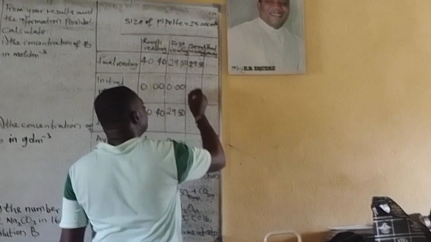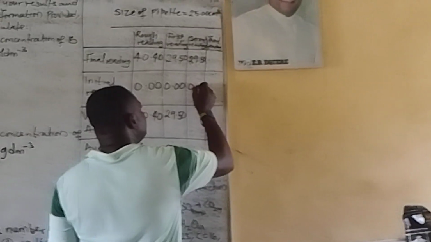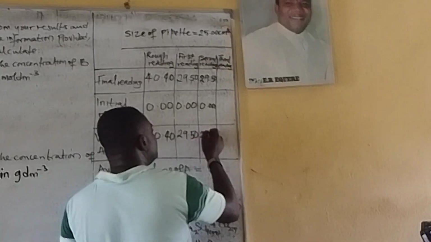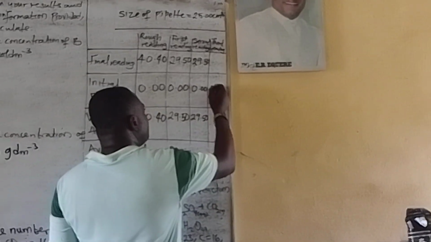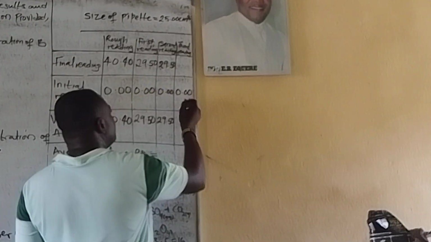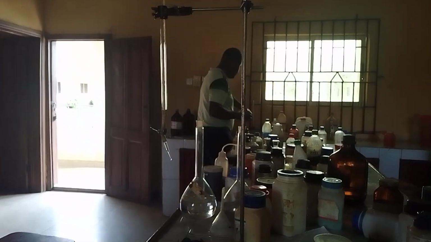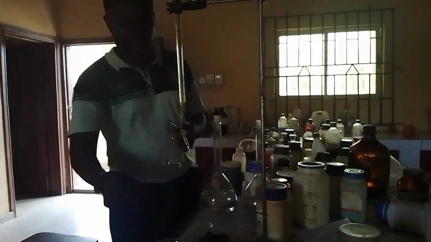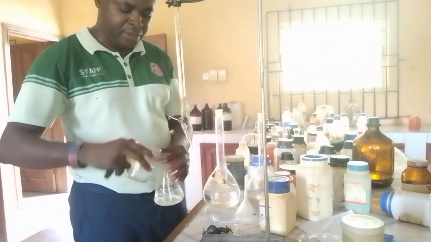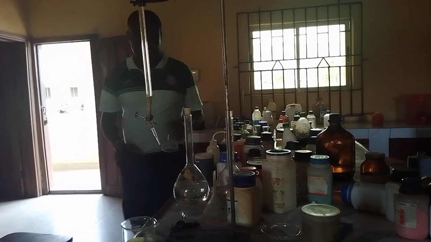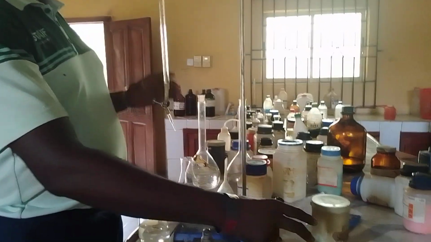29.50. And this is 0. I've filled it to 0. So this is 20, if we take this 0 from here, we have 29.50. So I will still fill this one now to 0, 0. Then let me fill it again, and then let me discard what I have here. And then rinse it with the base, with the B, with sodium trioxocarbonate 4. Then fill the burette again.